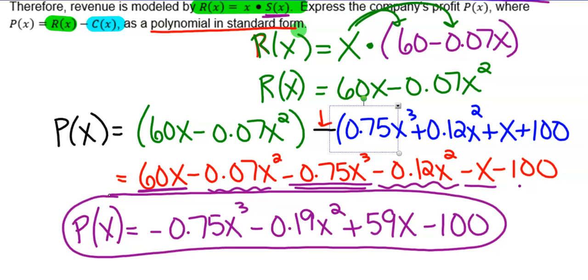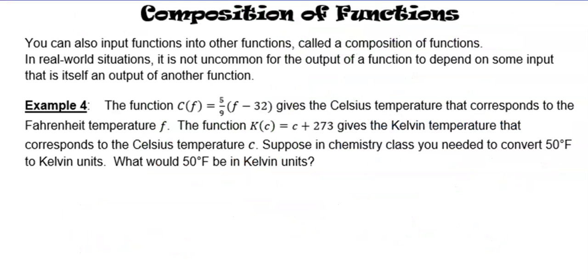Okay, so the next topic we're going to get into is going to be new to you guys, and that's composition of functions. Composition of functions is like when you do a chain reaction with the functions. These do happen in the real world. It's when you have to input something into a function and then use the answer for that into a different function.